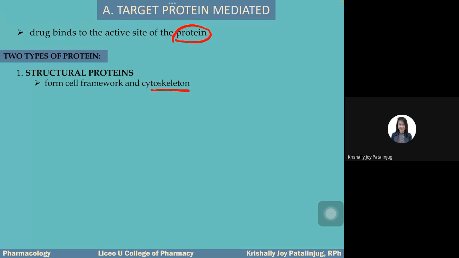The structural proteins in the body actually compose the structural elements in our connective tissues. Example, in our cartilage, in our bones. Okay? So mainly for the structure, for the cell framework. That's the function of structural proteins. Examples of structural proteins, we have microtubules and tubulin. And recalling their functions in the body, they are involved with mitosis, cell movement, axonal movement of neurotransmitter.